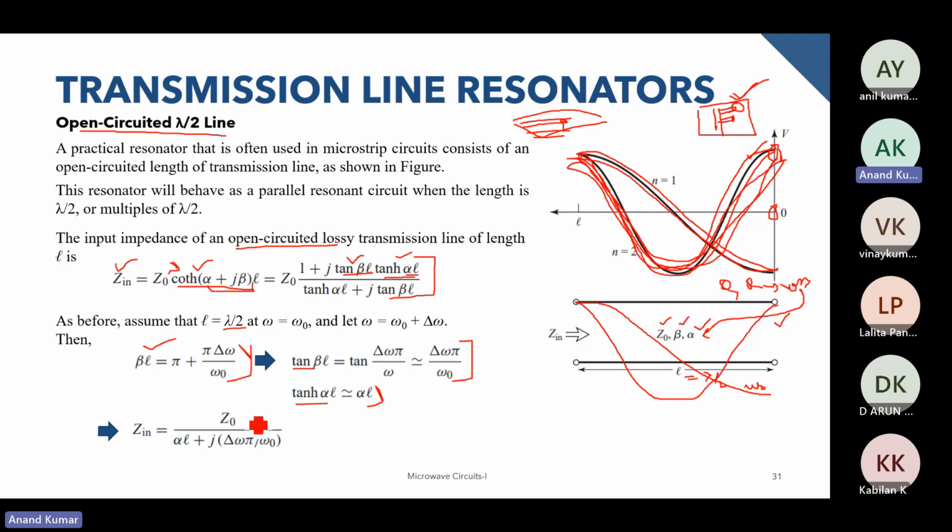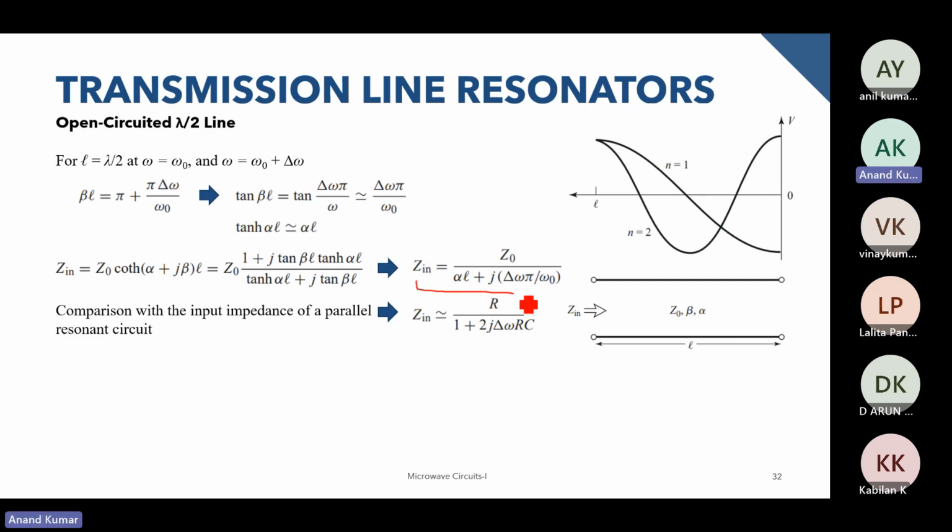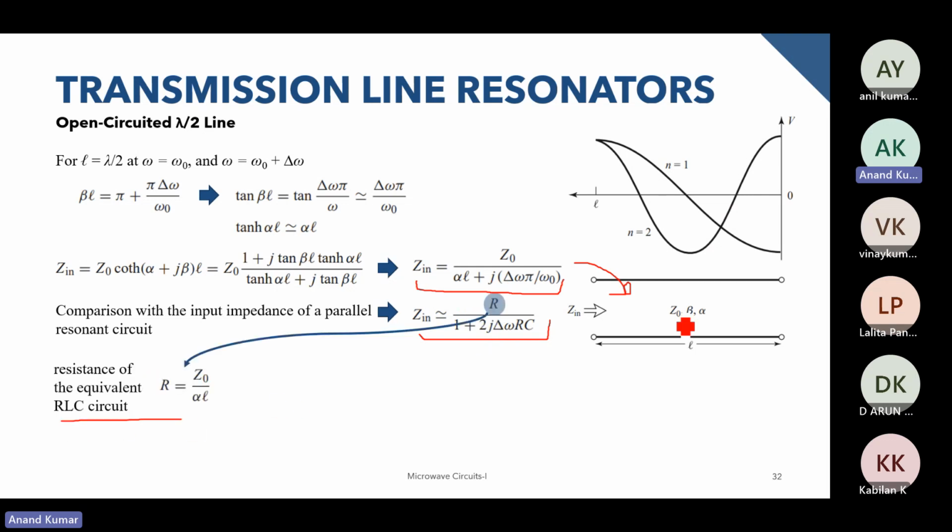The input impedance looks something like this: Z naught by alpha L plus j delta omega pi by omega naught. And this again looks familiar. This is the input impedance for an open circuited transmission line of lambda by 2 length, and this is the input impedance for a parallel RLC circuit. If you compare these two, you can find the value of the resistance of the equivalent circuit. So this open circuited line works as a parallel resonant circuit.